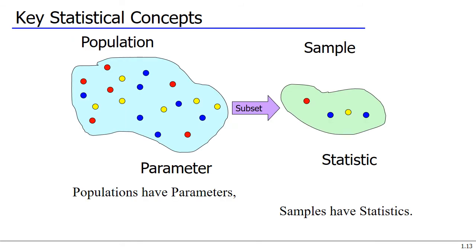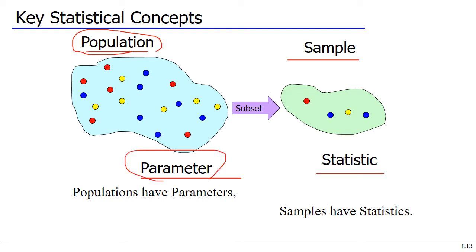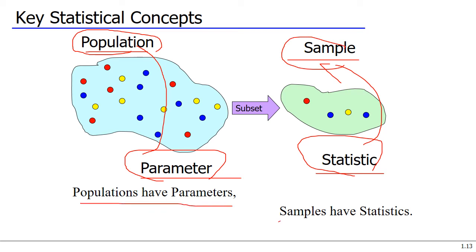So as you can see, these are population, sample, parameter, statistic, and their relationship. The population is related to a parameter. Actually, a parameter is going to describe a population. A statistic is going to describe the sample. And a subset of a population is a sample. So populations have parameters, samples have statistics.